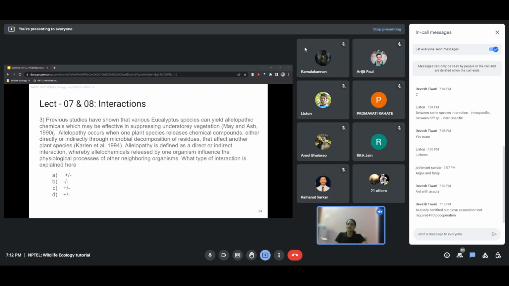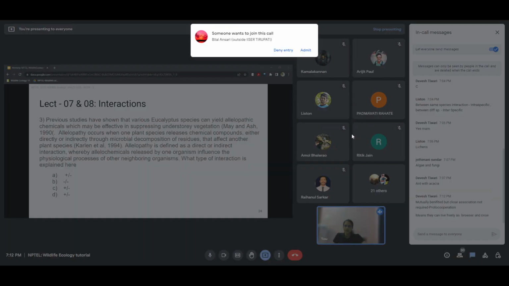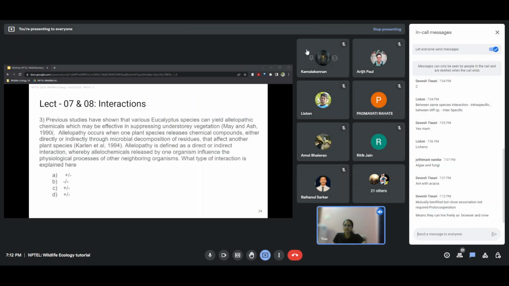So, what type of interaction is explained here in the example of eucalyptus? And what category would they fall under? Is it plus minus, minus minus, plus minus? Oops, I have two. I seem to have many of the same choice instead of the opposite one. All right, but well, the answer is clear. So, would anyone like to explain?